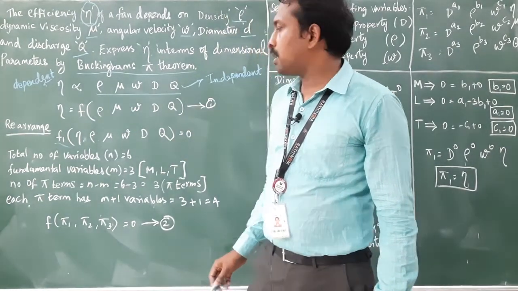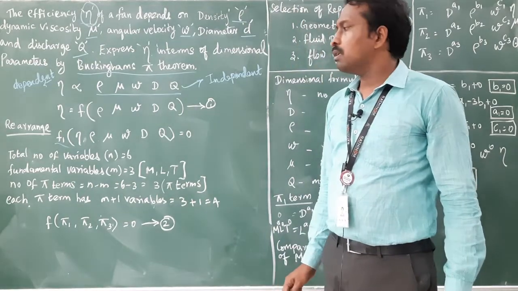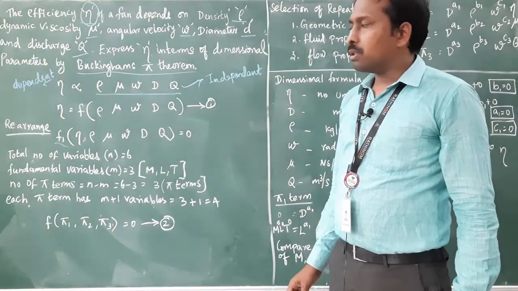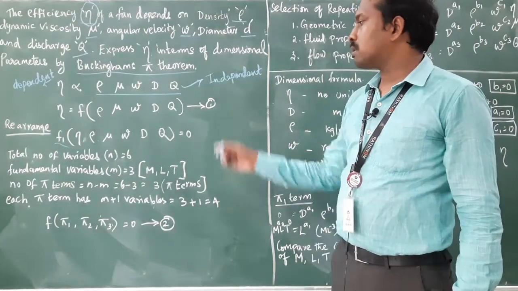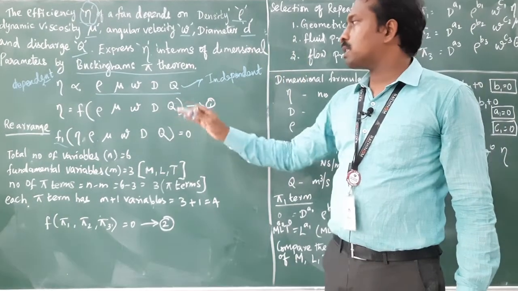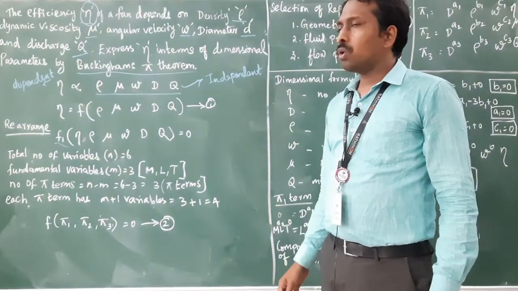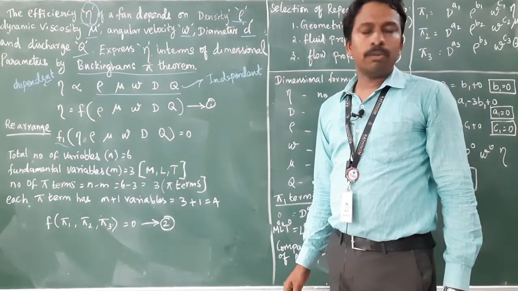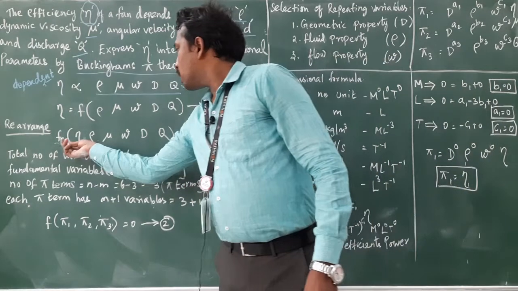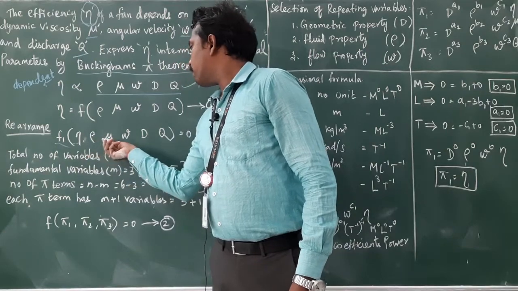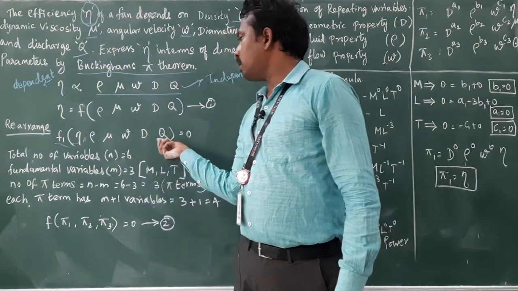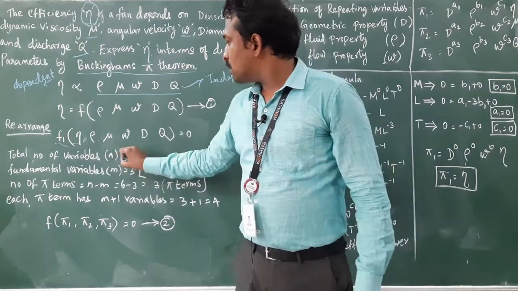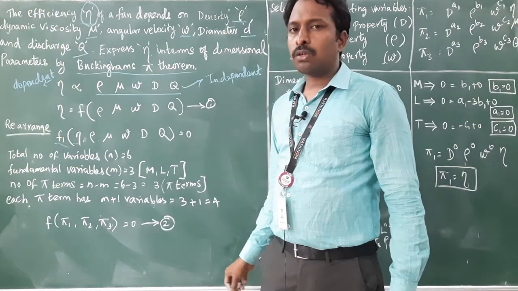For Buckingham's pi theorem, first we need to find out the total number of variables. Total number of variables means what are all the variables present in the problem, both dependent and independent variable, which is eta, rho, mu, omega, d and q. Totally there are 6 number of variables.